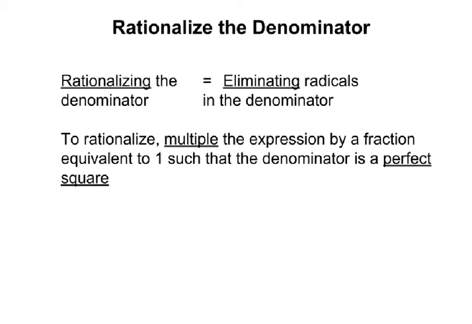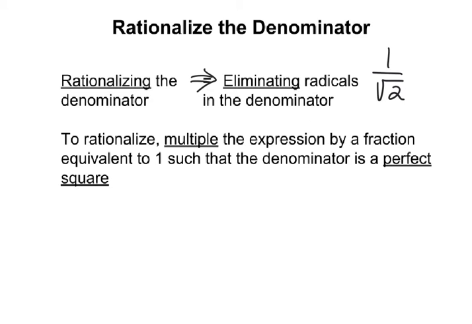Rationalizing the denominator. To rationalize the denominator, it means that we are eliminating radicals in the denominator. We cannot have things that look like 1 over the square root of 2. That radical is in the denominator, and that means it's not simplified. To rationalize the denominator, we're going to multiply the expression by a fraction equivalent to 1, such that the denominator becomes a perfect square.